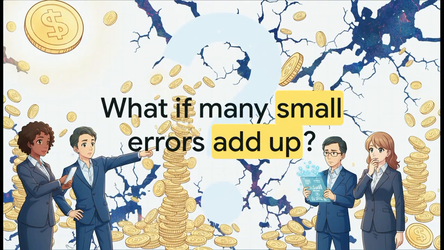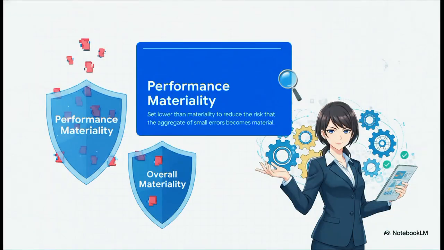Okay, but that leads to a fair question, right? What happens if there are dozens of these immaterial errors? A $100,000 error might not be a big deal on its own, but what if there are 50 of them? Couldn't they all add up to become a huge problem? And that is a fantastic question.